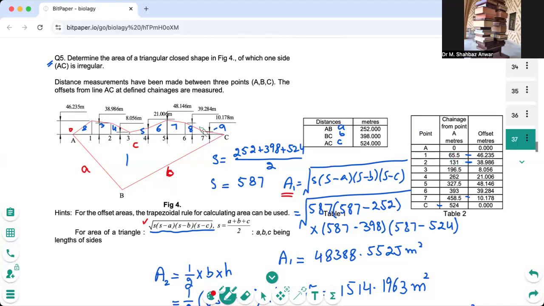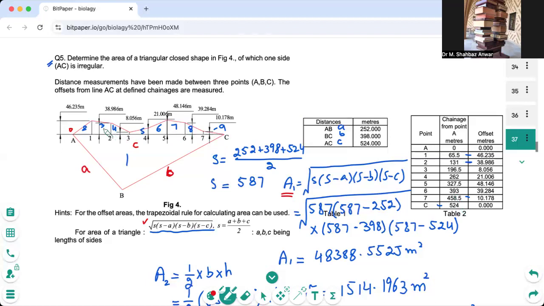In the same way, you can calculate the area of right angle triangle number 9. Here the height is given, then the length of the base, that is from point C to point 7. Point C is at 524 and point 7 is at 458.5. So you just take away 458.5 from 524. That will be the length of the base from C to 7. You can use this value to calculate the area of right angle triangle number 9.